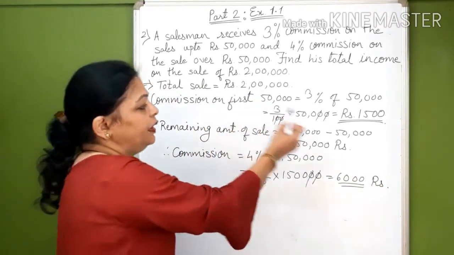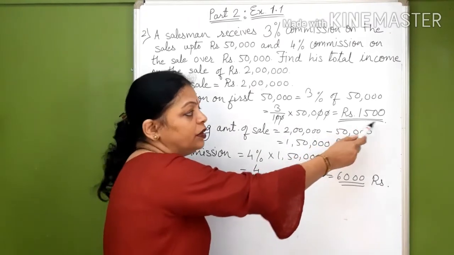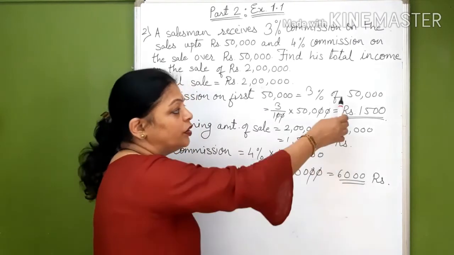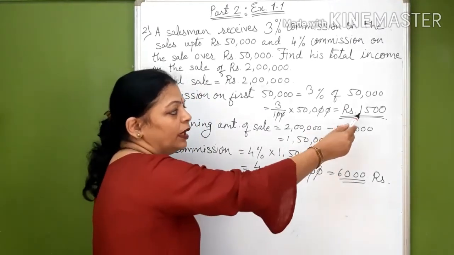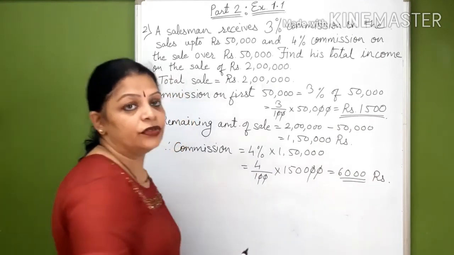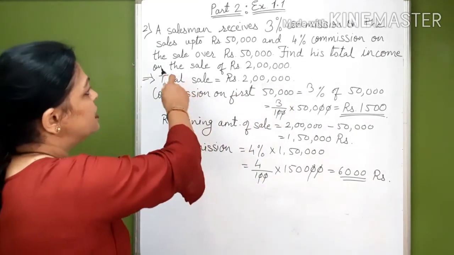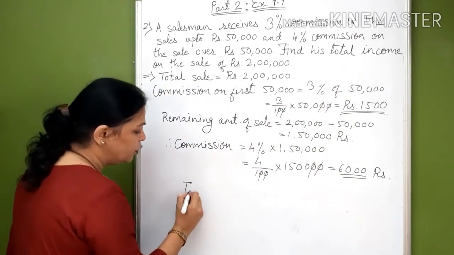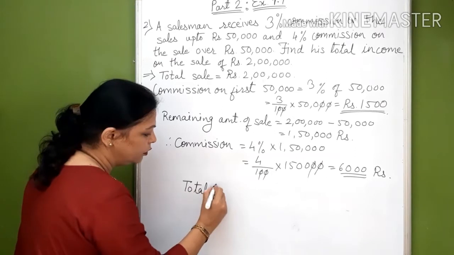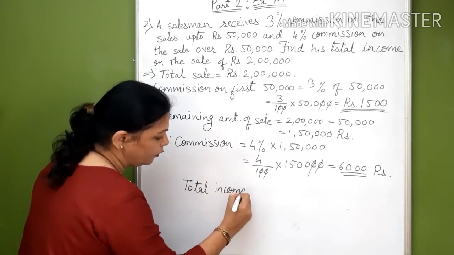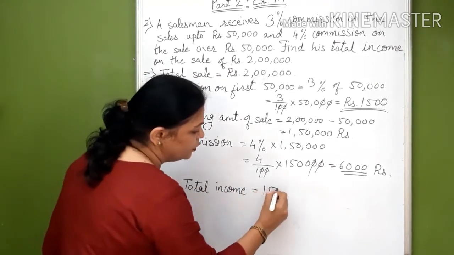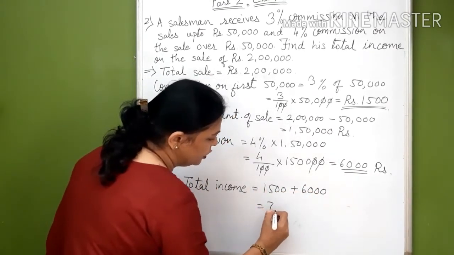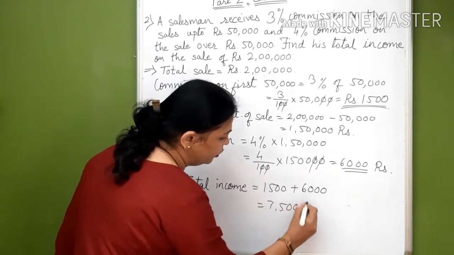So on the first 50,000 he gets the commission 1,500 and on the remaining amount he gets the commission 6,000 rupees. So the total commission will be 1,500 plus 6,000. What did I ask? Find the total income. So that will be the total income. So total income is equal to 1,500 plus 6,000. So that comes to 7,500 rupees.